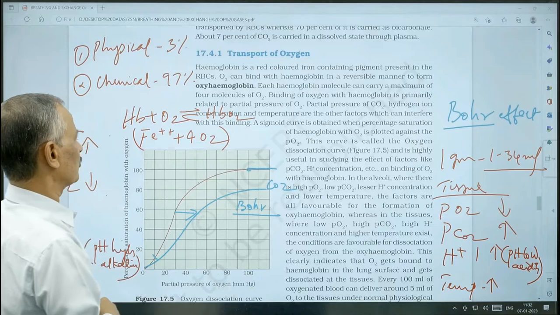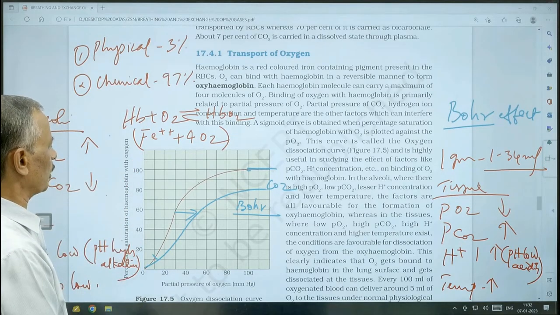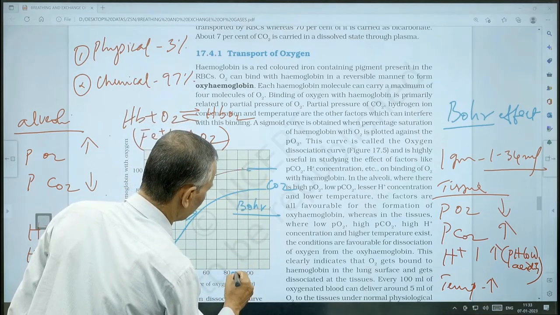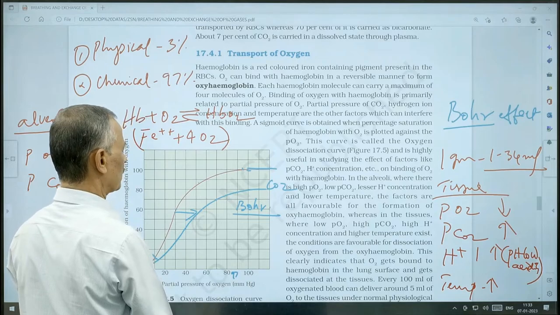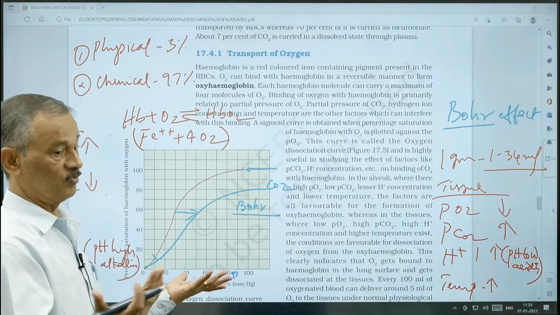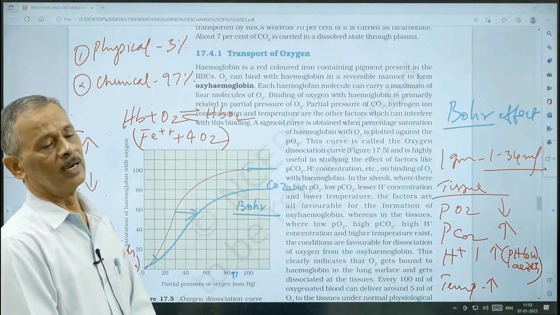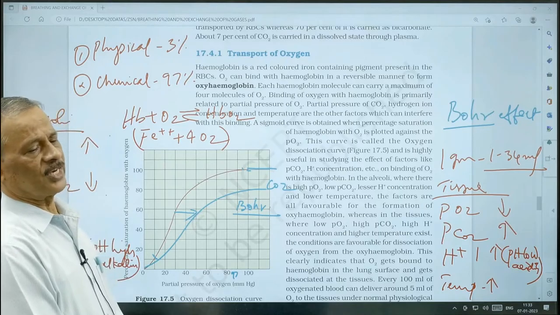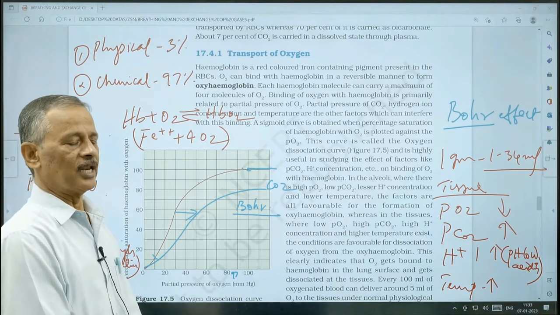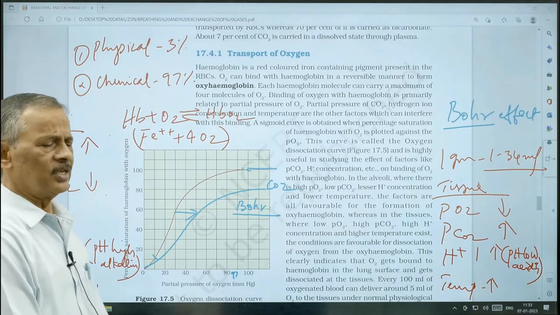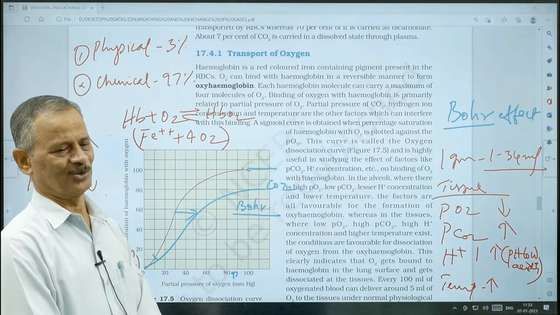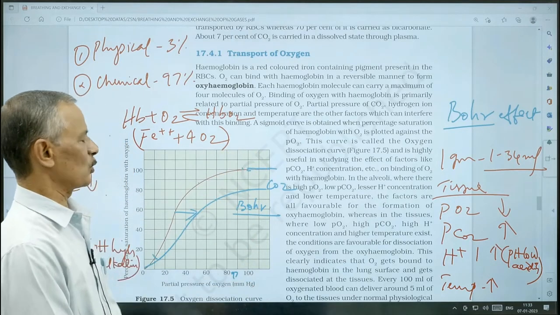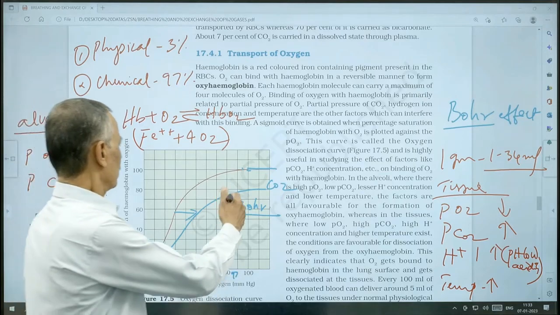Maximum saturation, 100% saturation, is occurring. Remember, at almost 97 partial pressure, 100% saturation of hemoglobin is occurring. And in our normal living conditions, 94 to 97% saturation occurs. See, there is a small amount of carbon dioxide there also, so because of that, oxygen is almost 100% saturated here.